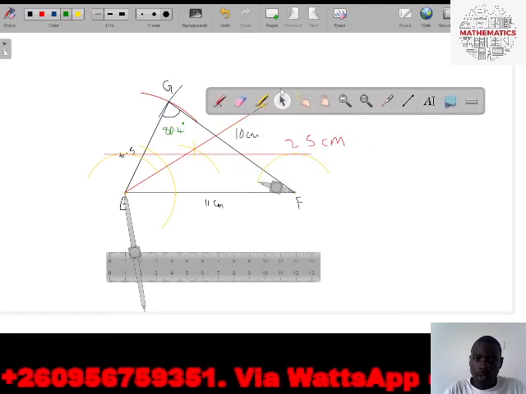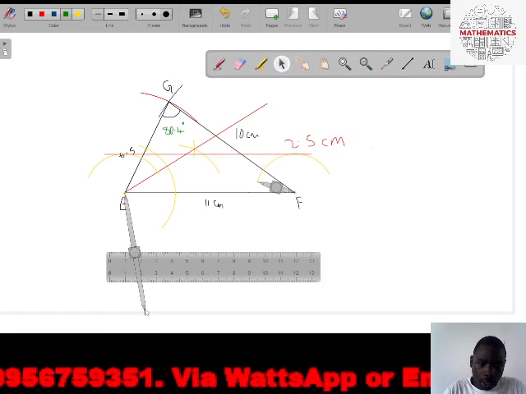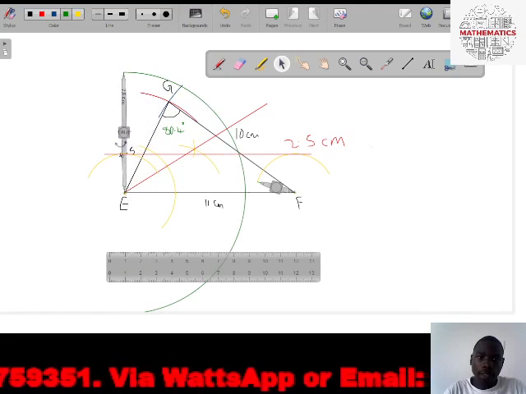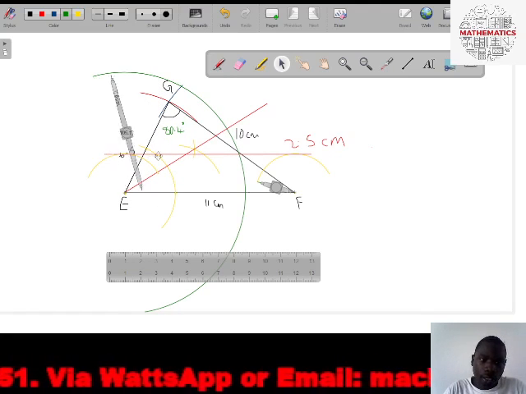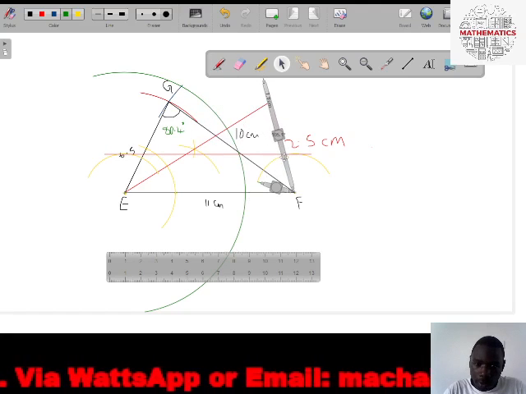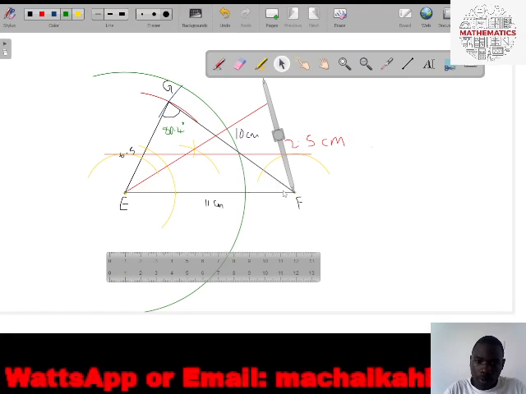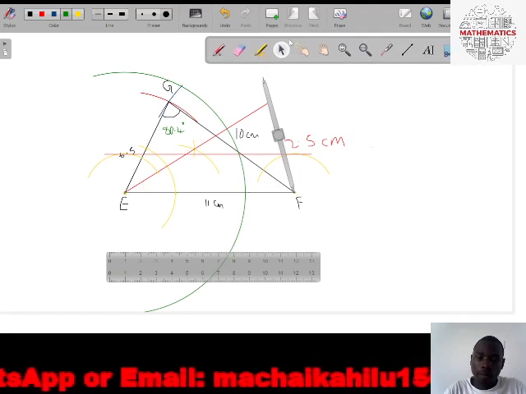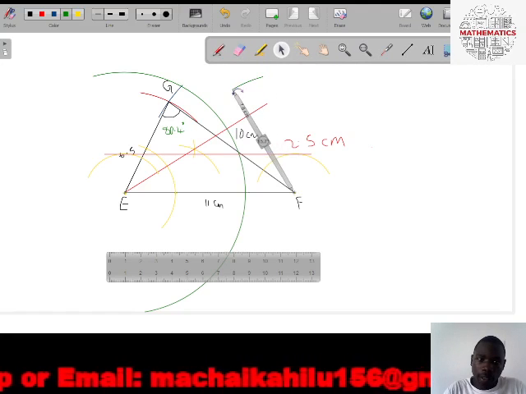Just remove this one, put it there. Okay. E and F. So we're going to draw an arc like that. And then same radius, don't change it. Come on F here. When you come on F there, you're going to do the same. You make an arc like that.